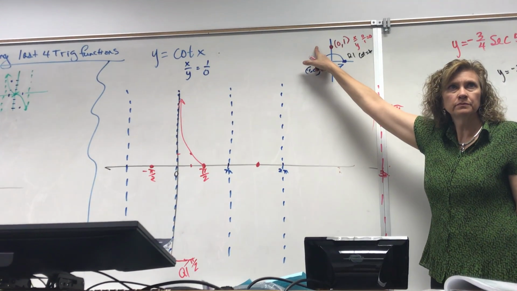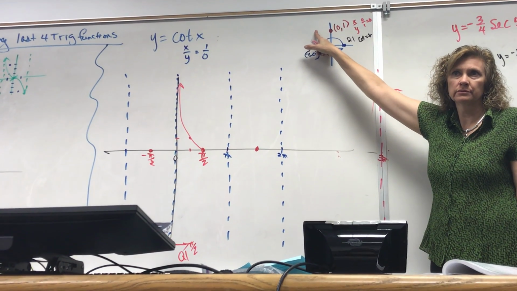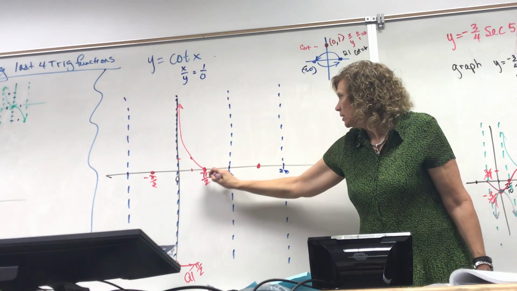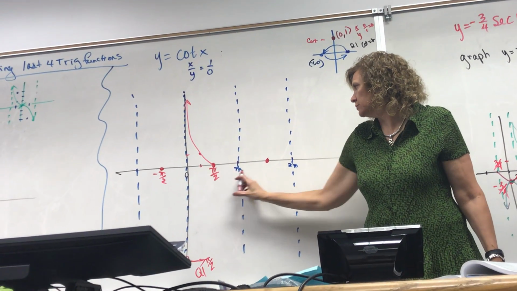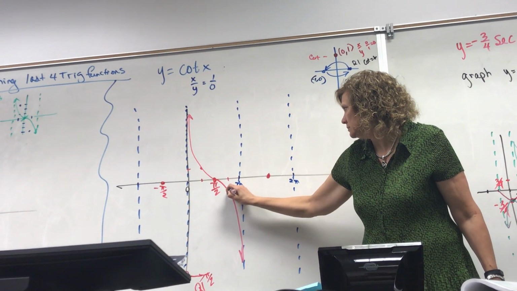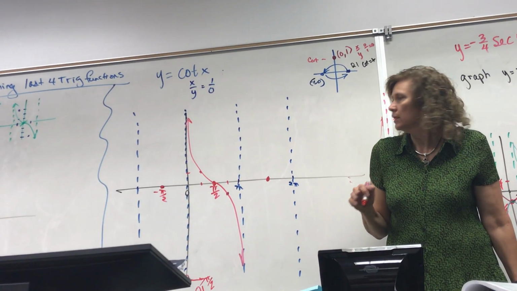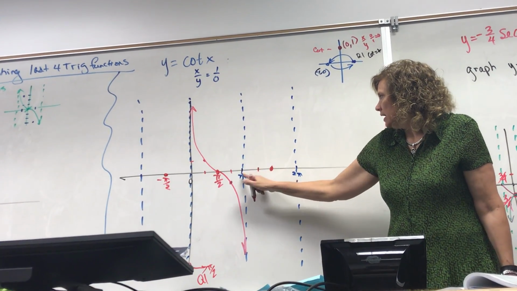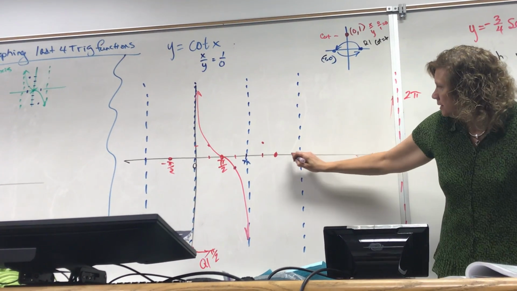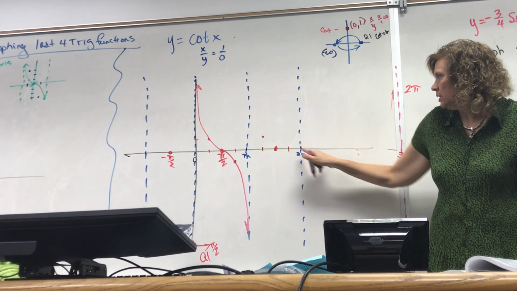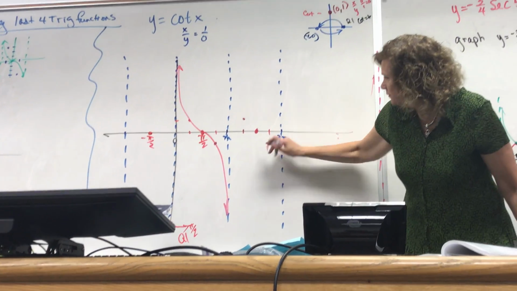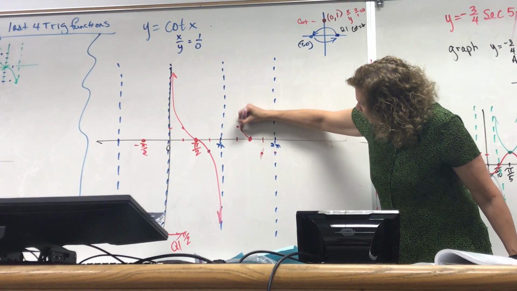Quadrant 2, cotangent is negative. Quadrant 2 angles go from pi over 2 to pi. And again, I forgot I wasn't being particular. I still have that halfway between the asymptote and where I cross, I'm going to be up at 1. Halfway between where I cross and the asymptote, I'm going to be down. Okay.